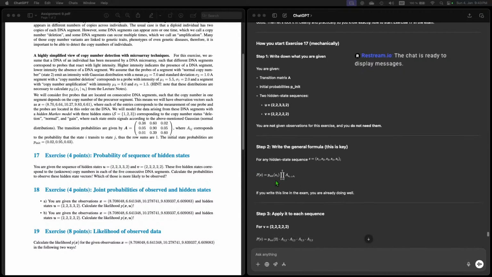Oh my god. If you write this line in the exam, you're already doing well. Oh shit. The sum of t equals 2 to 5. I mean, I get the 5, but what's the 2?